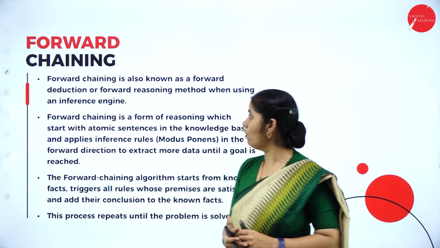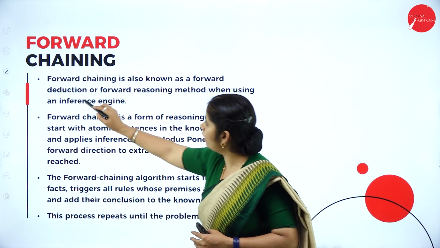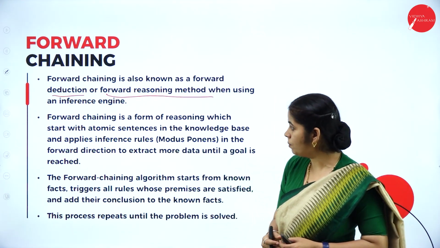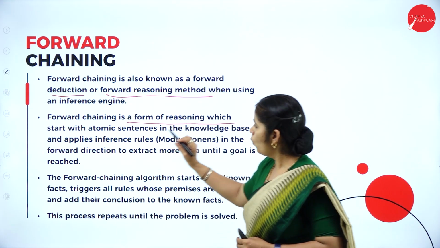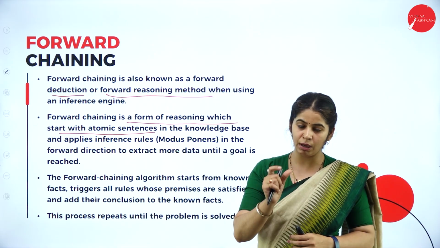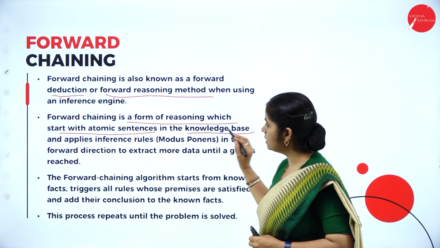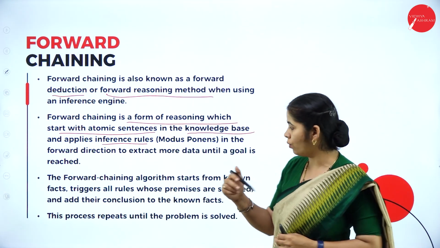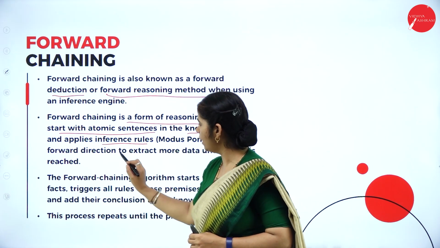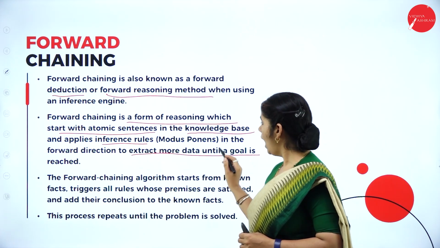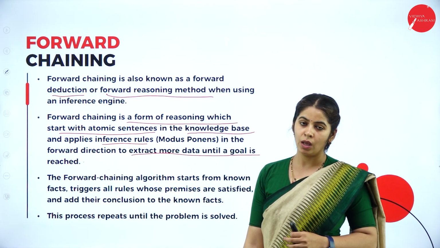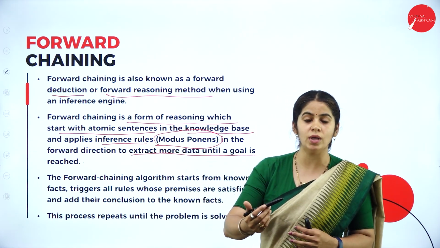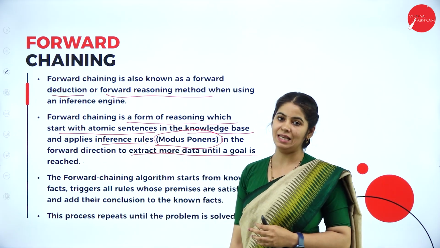What is forward chaining? Forward chaining is also known as forward deduction or the forward reasoning method when we are using the inference engine. Forward chaining is a form of reasoning which starts with the atomic sentences, very simple sentences in the knowledge base, and applies the inference rule. What is the inference rule? That is the modus ponens rule in the forward direction to extract more data until we reach the goal. We are applying these rules to reach the goal with the atomic sentences.